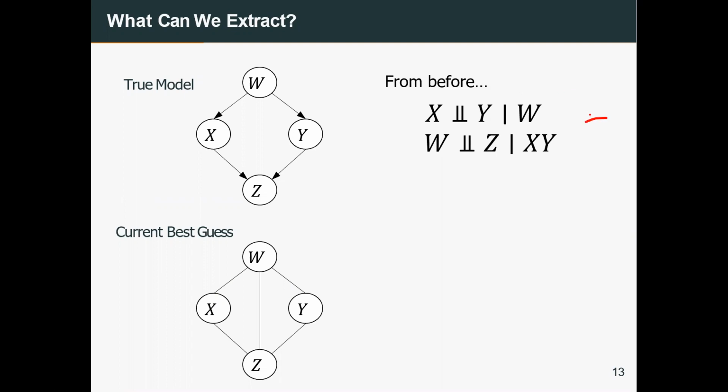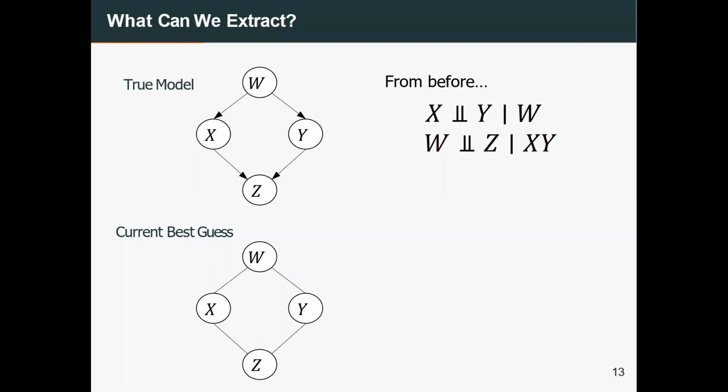So we're going to get rid of this edge, because even if we don't know the directionality of the other edges here, we know that it just can't be there to satisfy this independence statement. Similarly, for the second independence statement, we know that W and Z are going to be independent given X and Y. So then we can get rid of this edge between W and Z.